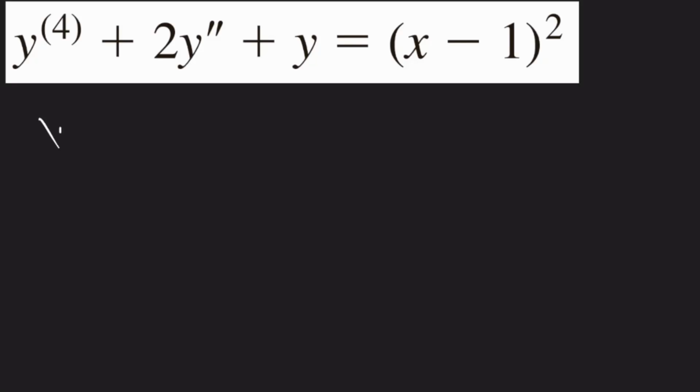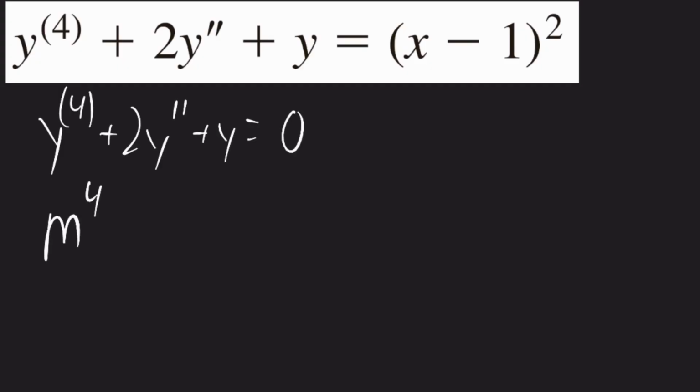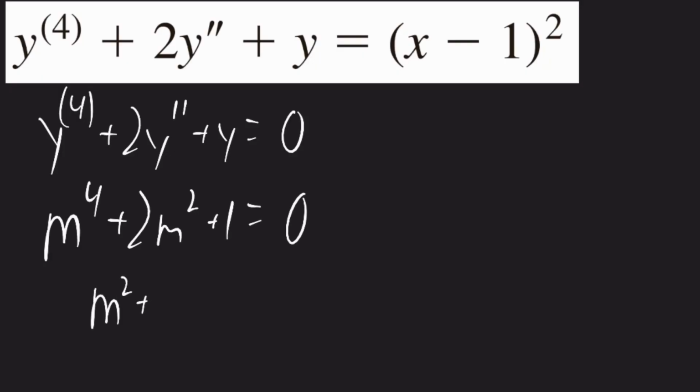For this problem, I'll start by treating it as a homogeneous differential equation. We'll have y to the fourth derivative plus 2 times y double prime plus y is equal to 0. The auxiliary equation will be m to the 4 plus 2 times m squared plus 1 is equal to 0. This looks like it factors to m squared plus 1 squared is equal to 0.